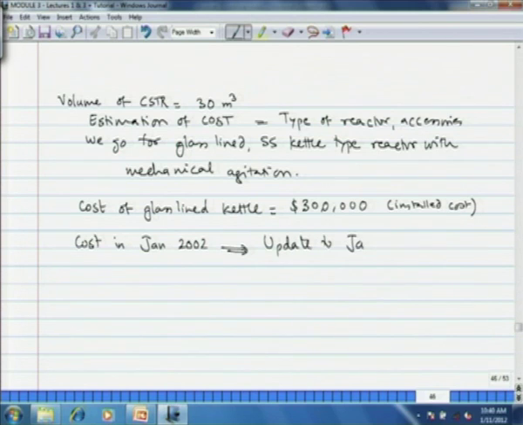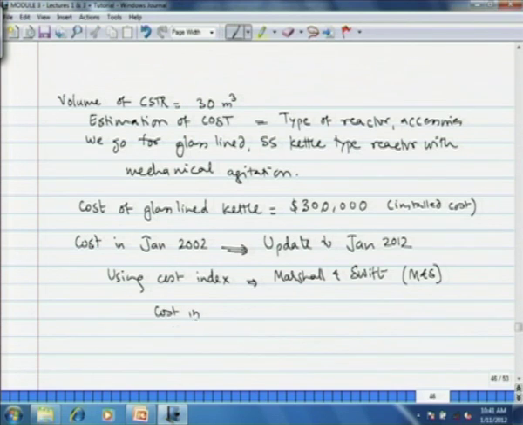January 2012. Now this we can do using cost indexes such as Marshall and Swift index, that we denote as MNS. So the cost in 2012 is essentially cost in 2002 into Marshall and Swift index at 2012 divided by Marshall and Swift index at 2002.